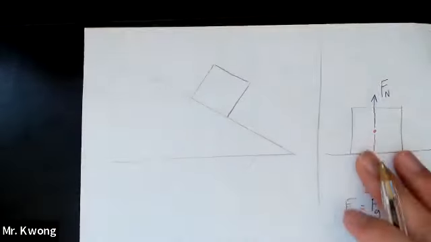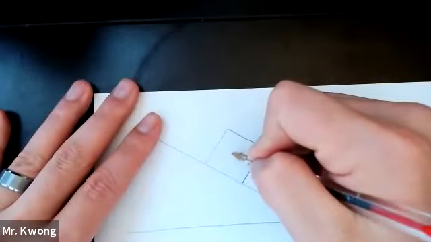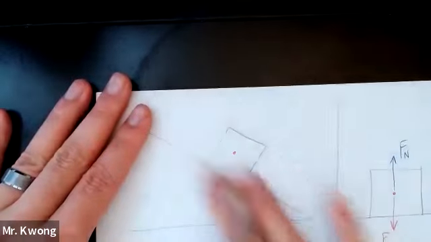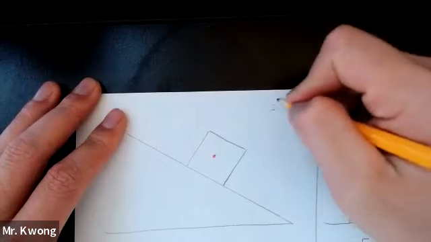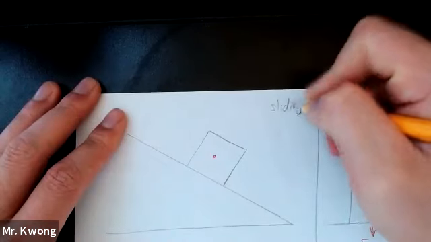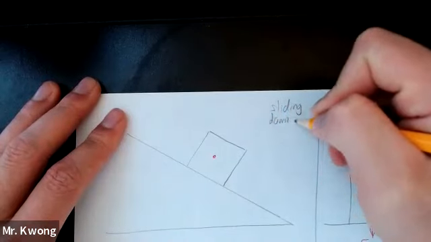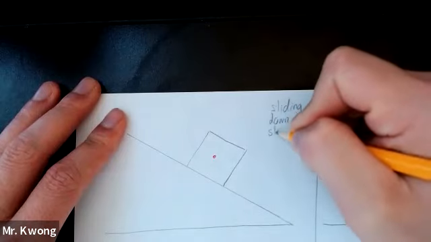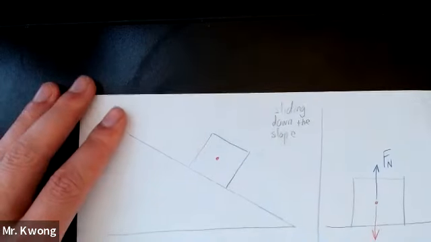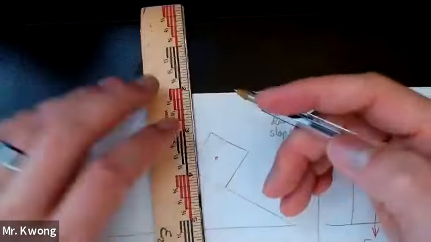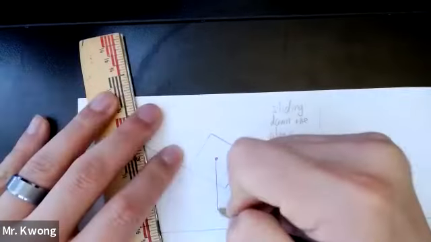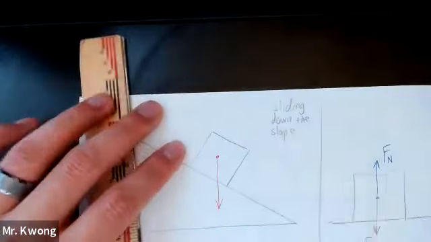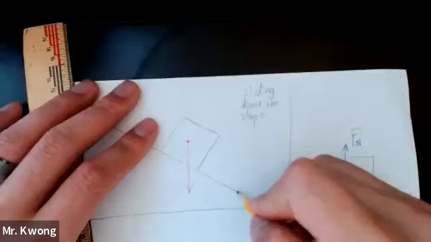Now in this scenario here, where we have the box on the incline, let's say that this box is sliding down the slope. And if this box is sliding down the slope, we still have the force of gravity behaving in this particular direction. And of course, the slope would be at some angle.